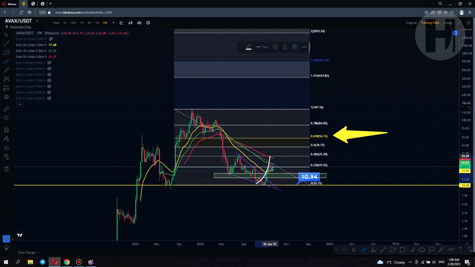So you don't want to see a dead cat bounce here where you get rejected from the golden ratio and you come back down. You don't want to see that, because that would essentially be a continuation of the trend. So that's pretty much it.